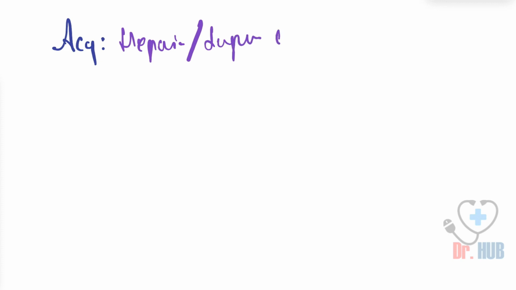Next we are looking at the acquired causes. So what are the acquired causes? The acquired causes include heparin. Then it also includes the lupus anticoagulant, as well as von Willebrand's disease.